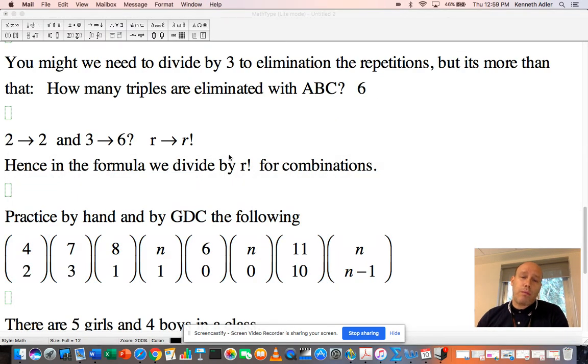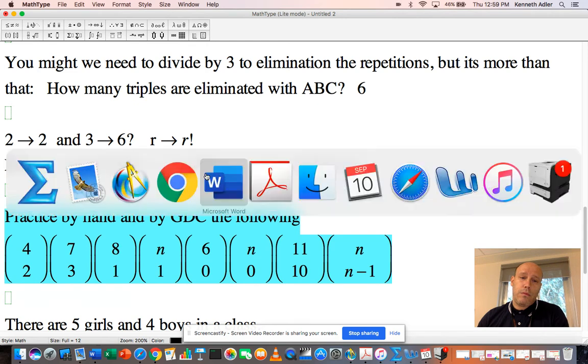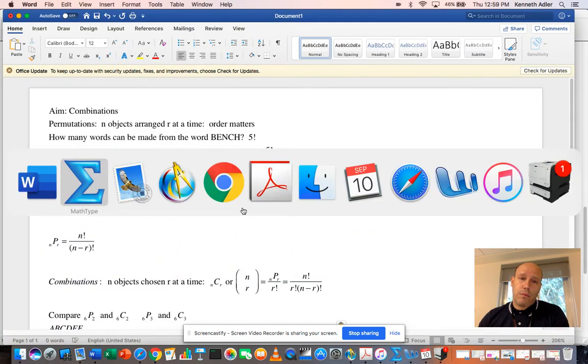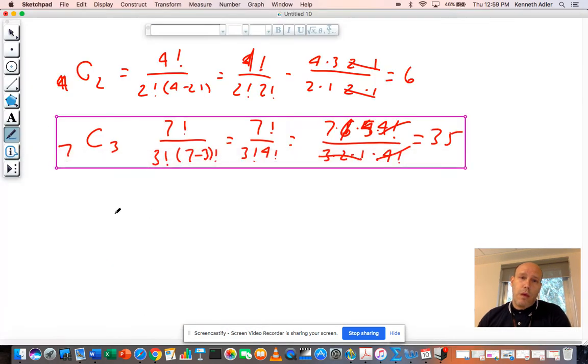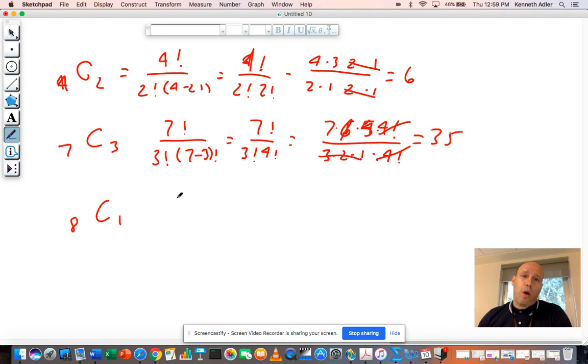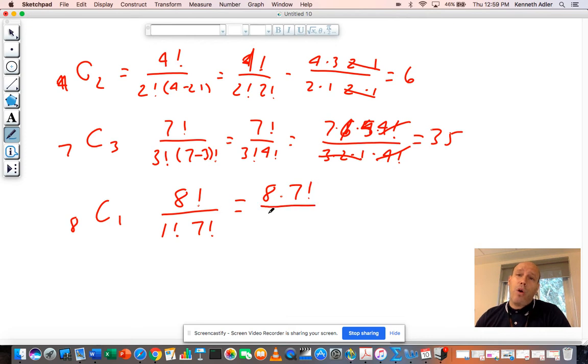8 choose 1. Well, I know it's 8 factorial over 1 factorial times 7 factorial. Let's make this easy. I know this is 8 times 7 factorial over 1 times 7 factorial, which is 8. Next problem.